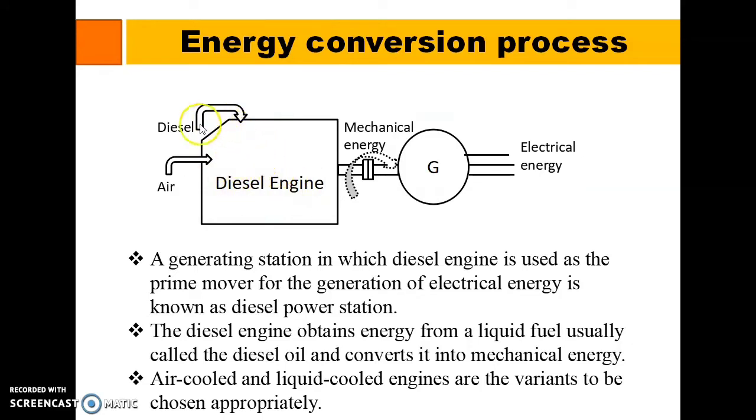In this engine, the fuel, that is the diesel, is burned in the presence of air, and the diesel engine will start and produce the mechanical energy. As the diesel engine and the generator are connected on the same shaft, the mechanical energy is transferred to the generator, where the generator converts this mechanical energy to electrical energy. So this is the simple energy conversion process in a diesel engine power plant.